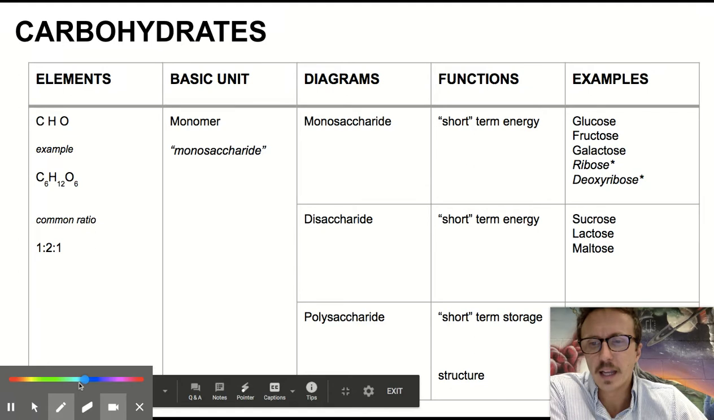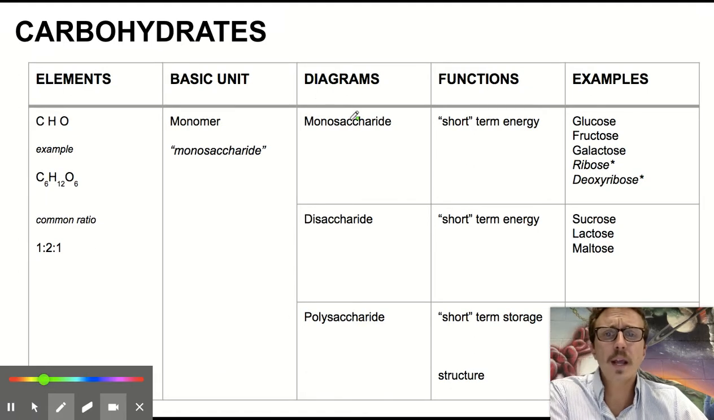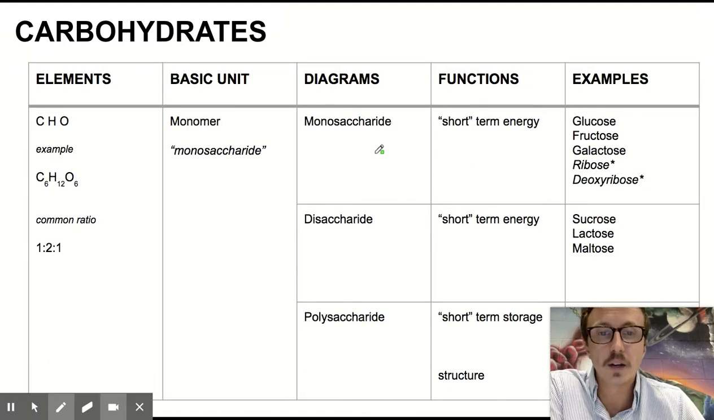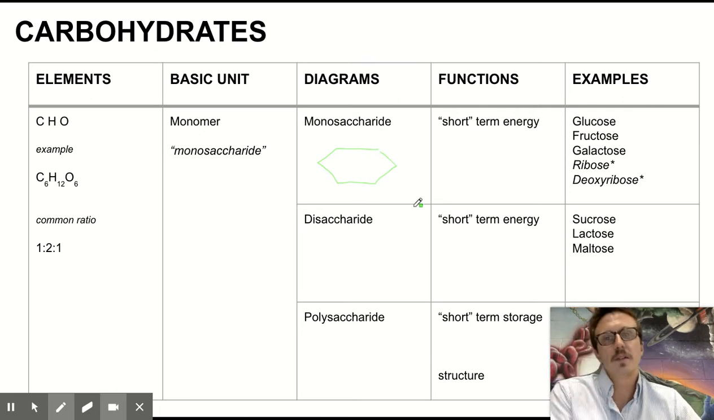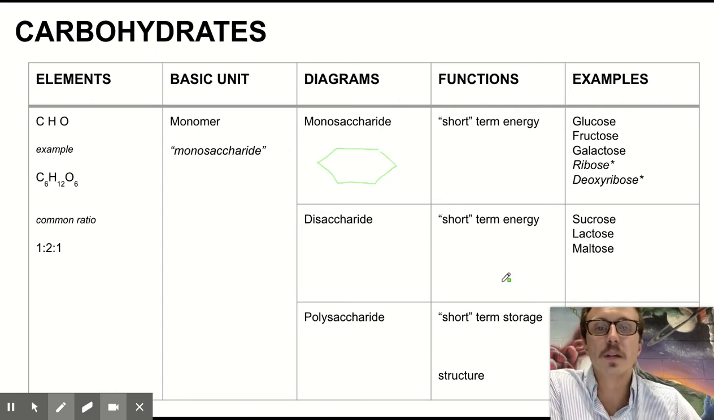Now, let's look at some diagrams, right? So let me get my handy dandy pen. What would a monosaccharide look like? Well, these monosaccharides can be based on 3 carbons, 5 carbons, or 6 carbons, right? So here would be a 6-carbon sugar, right? And that's a single sugar, so we would call that a monosaccharide.